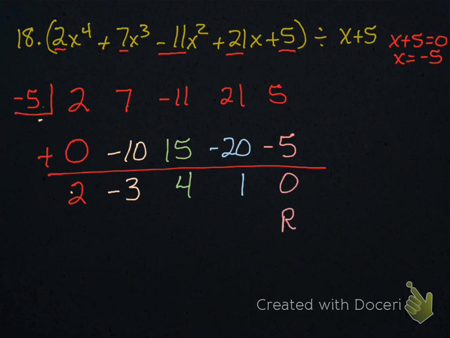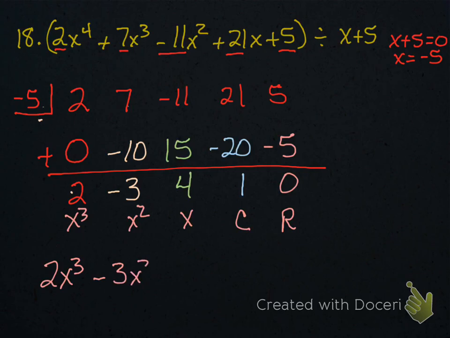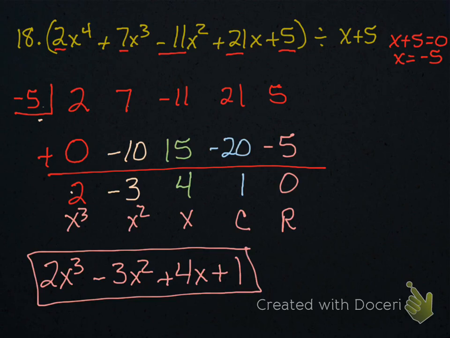This is my remainder, my constant, my x, my x squared, x cubed. So, final answer: 2x cubed minus 3x squared plus 4x plus 1. If there was a remainder, we would write remainder whatever. Okay?